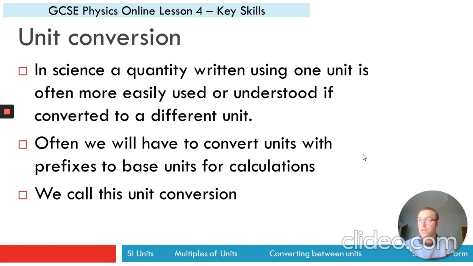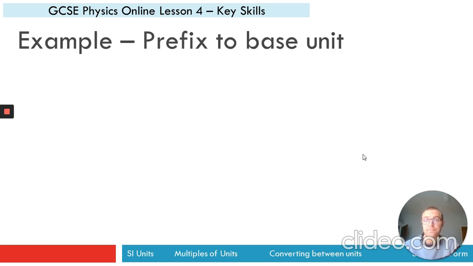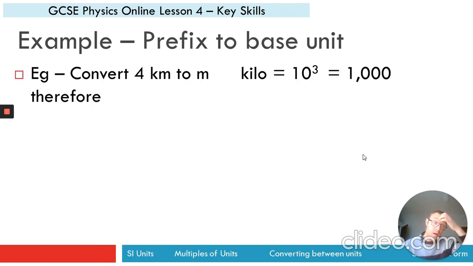So for example, converting from meters to kilometres, from kilometres to meters, from micrometers to gigameters, from megabytes to nanobytes. These are all examples of unit conversion. Let's see an example. You could be asked, or it could be included in another question, to convert 4 kilometres to metres. Now, if you look at your table, the prefix kilo, k, is 10 to the 3, or 1,000.